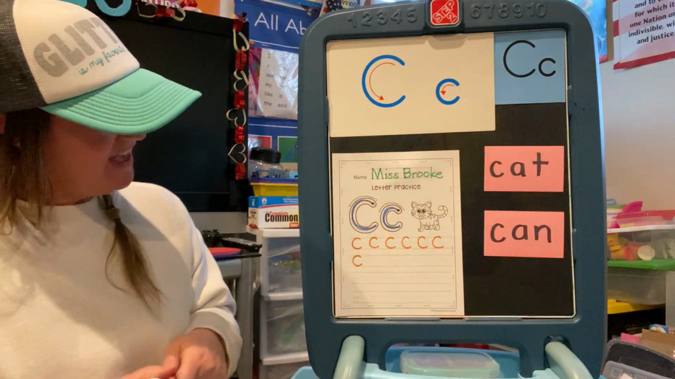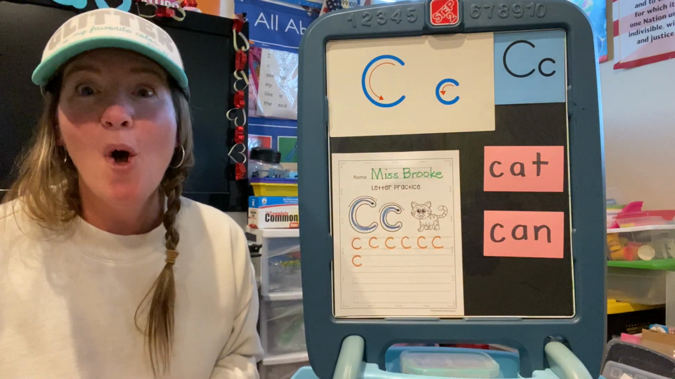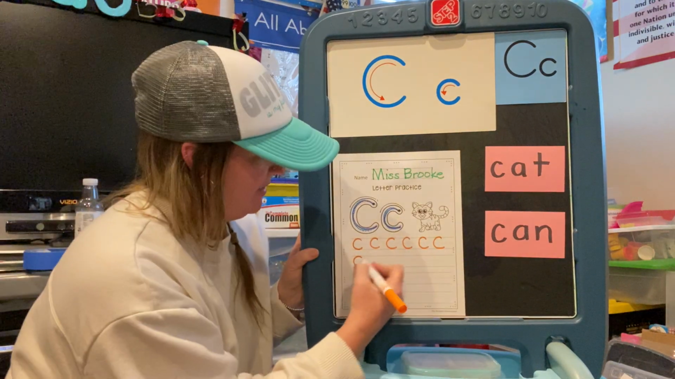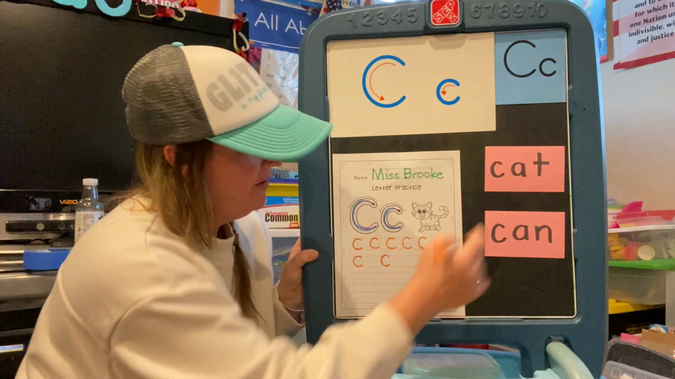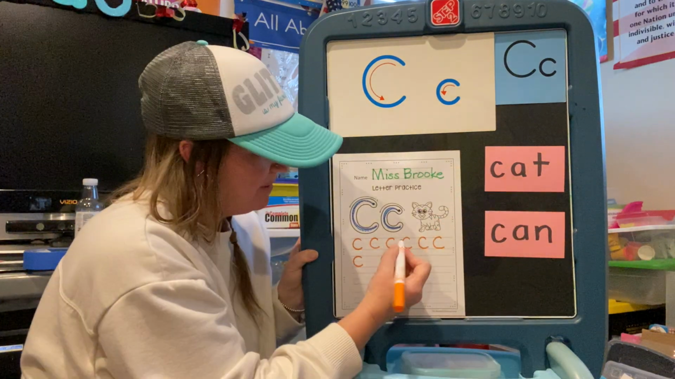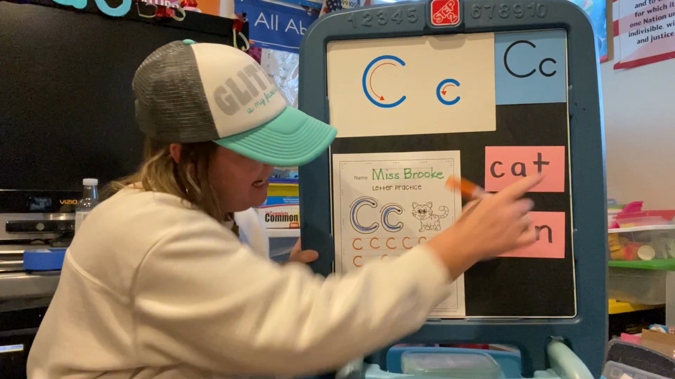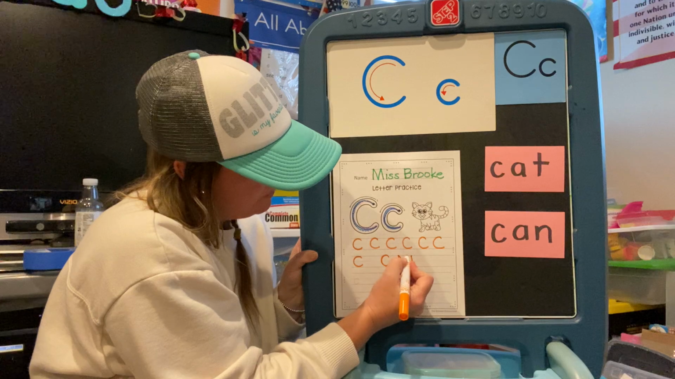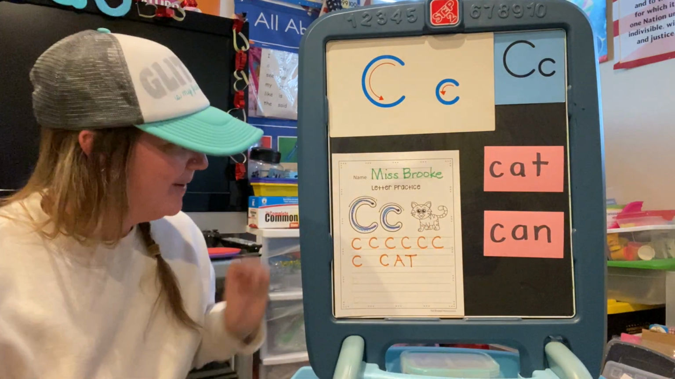All right, and then we're going to write the word cat, but in all capitals. So we have C, and then I'm going to write C. What's the next letter in cat? A, but I'm going to do a capital A. And then T, but I'm going to do a capital T. So practice cat in all capitals because you have a picture of a cute little kitty cat right there.